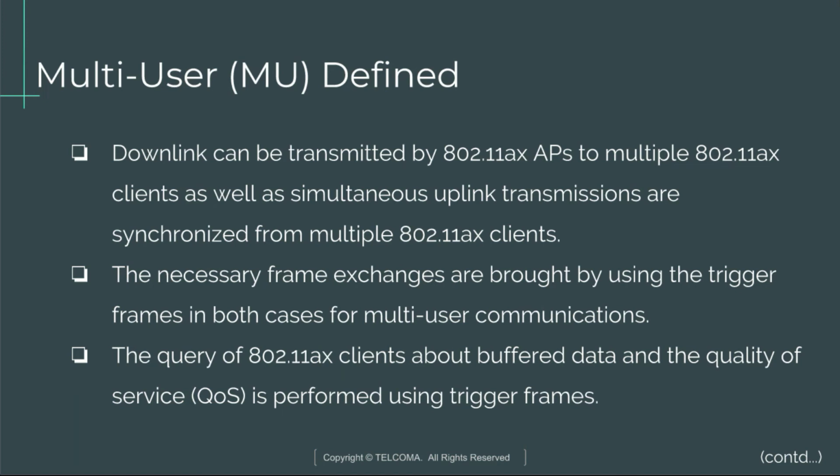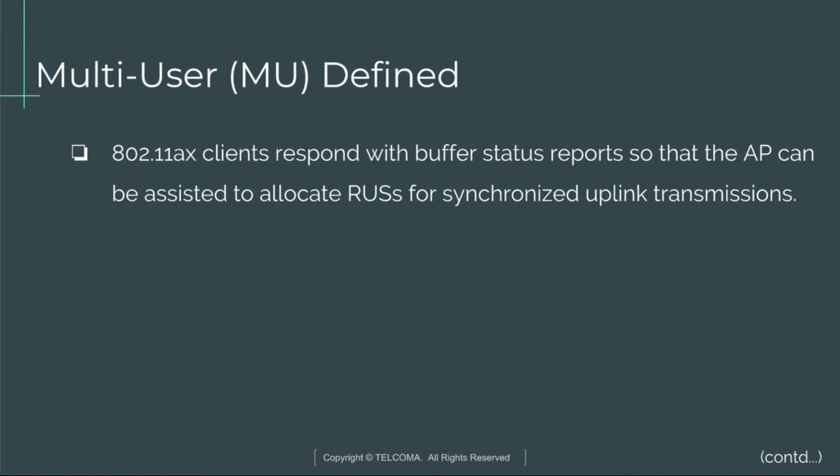Downlink can be transmitted by 802.11ax APs to multiple 802.11ax clients, and simultaneous uplink transmissions are synchronized from multiple 802.11ax clients. The necessary frame exchanges are carried out using trigger frames in both cases for multi-user communications. The query of 802.11ax clients about buffered data and quality of service is performed using trigger frames. 802.11ax clients respond with buffer status reports so that the AP can be assisted in allocating RUs for synchronized uplink transmissions. So this is all in this lecture.